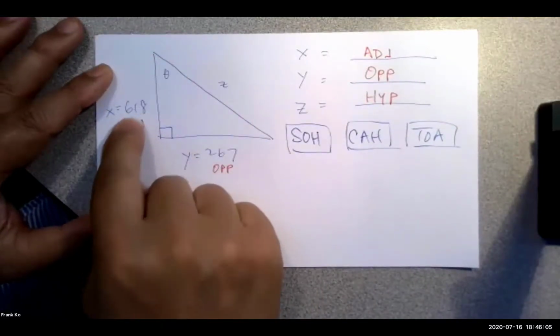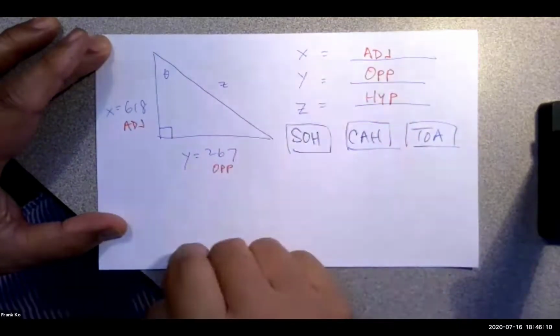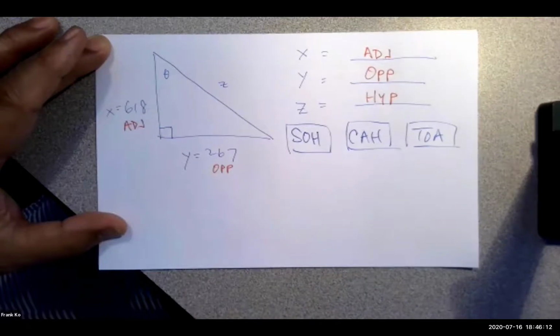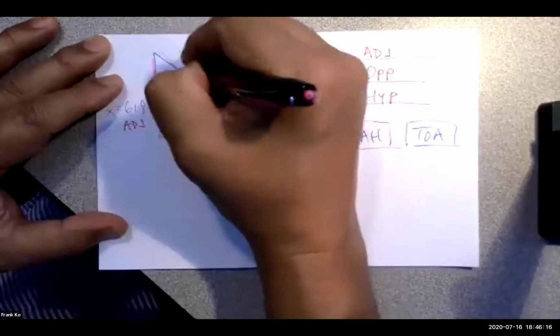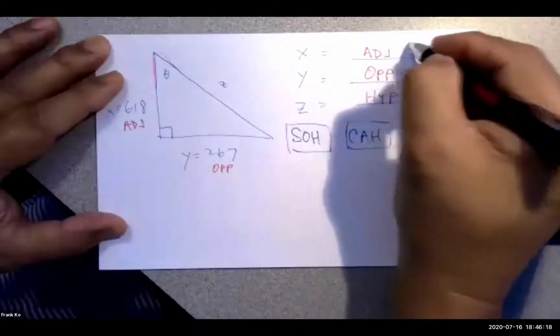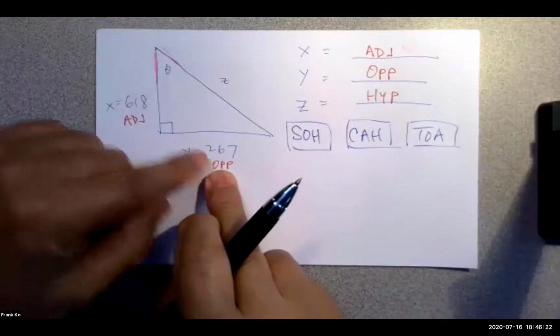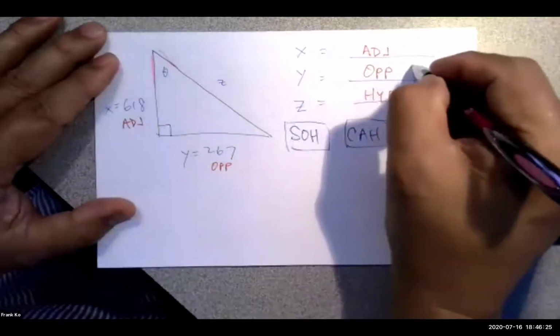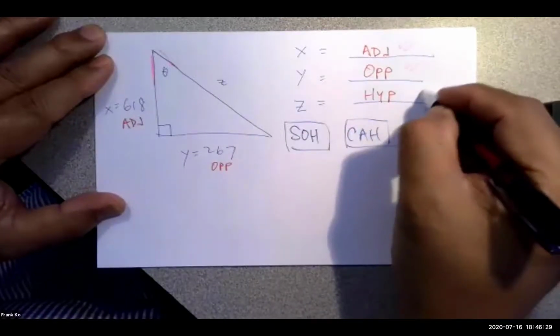X is 618, Y is 267. We called out X as being adjacent because it helps to form one of the sides for the angle. The other side will be the hypotenuse. So this is clearly adjacent. So that's good. We confirm that. Opposite is on the other side of the triangle from angle theta. So yes, we're happy with that. And then the longest side is the hypotenuse. We're happy with naming that.